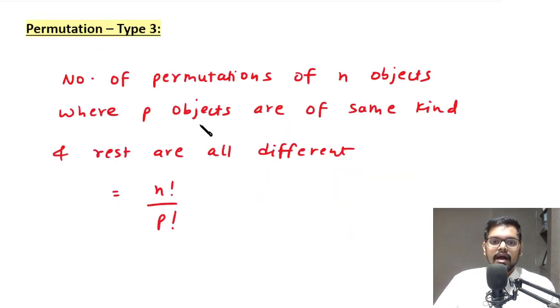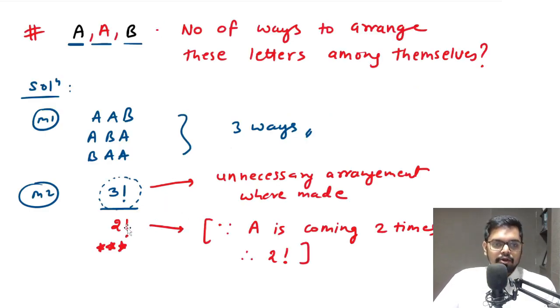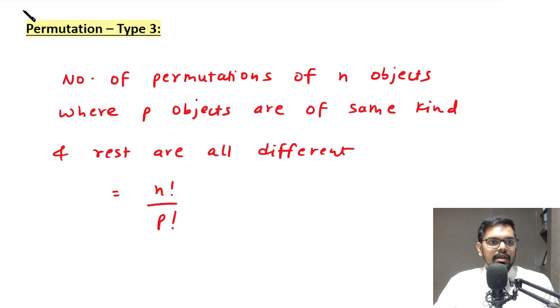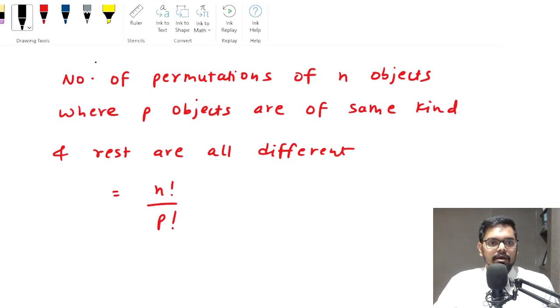So if you have p objects of same kind, which means repetition, and the rest are different, in that case you will say the number of permutation of these n objects is, first they will be arranged among themselves, n factorial. Unnecessary stuff you have to divide with p factorial and you will get your answer. Like here 3 factorial by 2 factorial is nothing but 3 into 2 factorial by 2 factorial, which is 3, and this is what your answer is. Understood? So very important, type 3, you have to make a note.